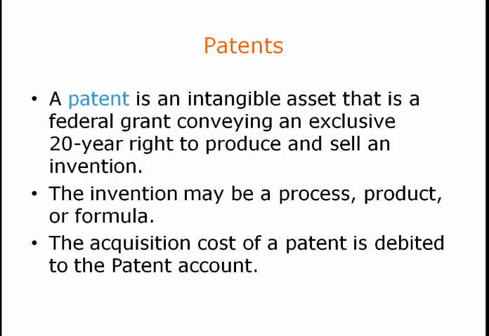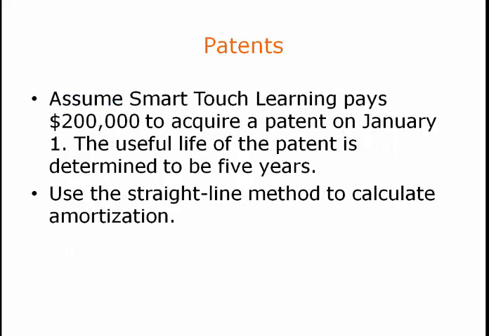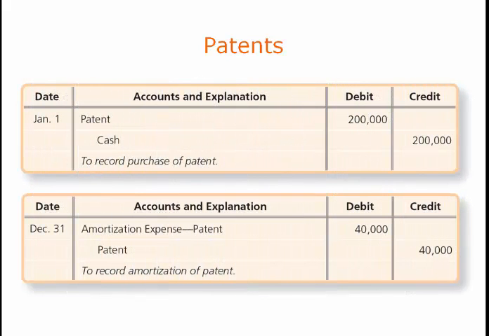So an example of that might be the Kodak Instamatic camera, something that was patented long ago that we might all have seen. So here's what they do for patents. They have a $200,000 patent acquired on January the 1st. It has a useful life of 5 years, and we're going to use straight line. So it's going to be $40,000 per year for the patent expense.